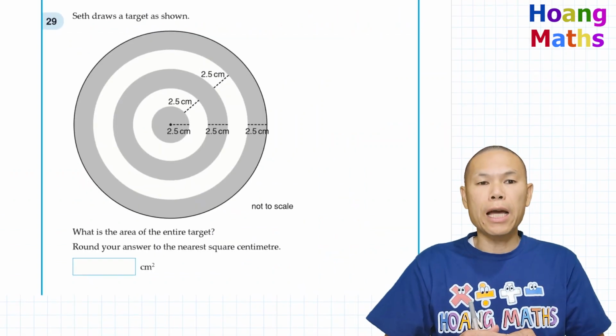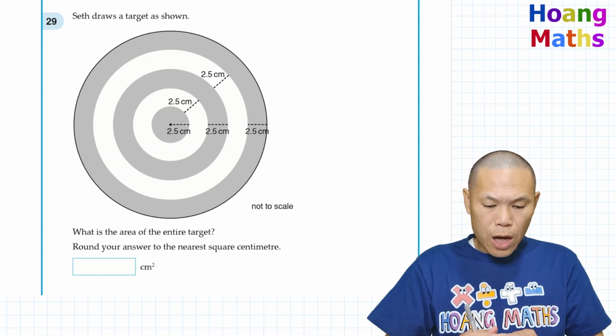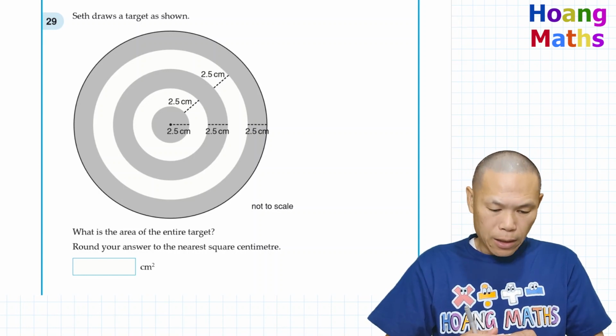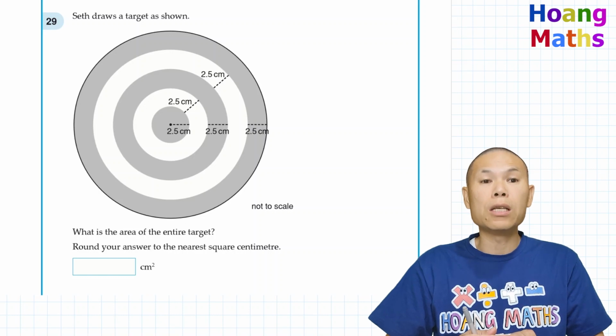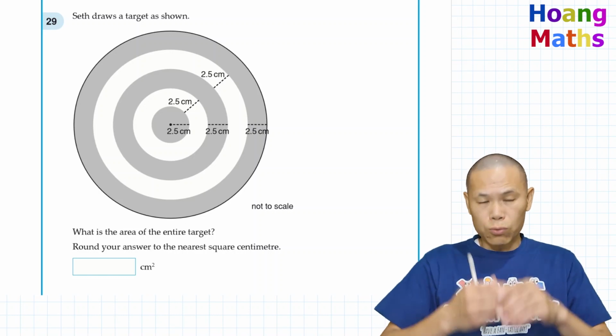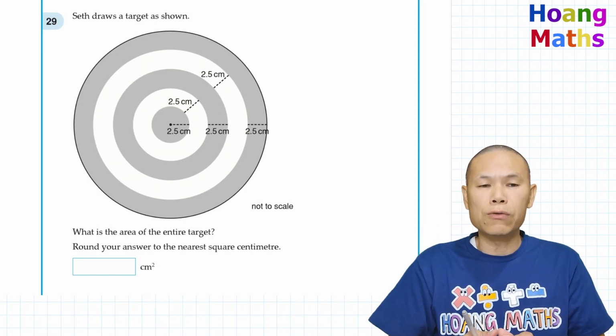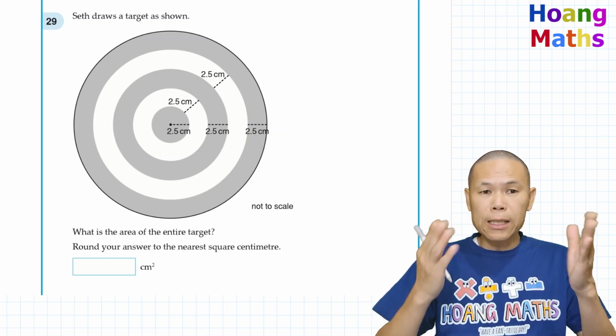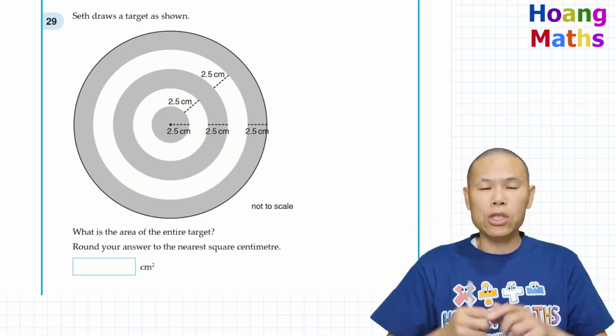Question number 29. Seed draws a target as shown. What is the area of the entire target? Round your answer to the nearest square centimeters. So what we need to do is find the area of the target. That is the area of the whole large circle.